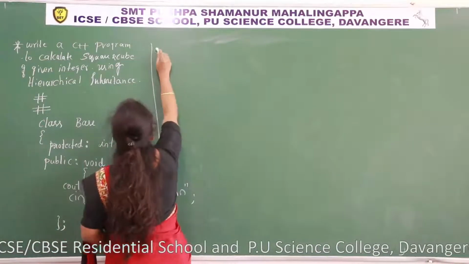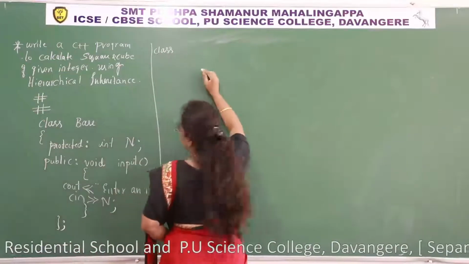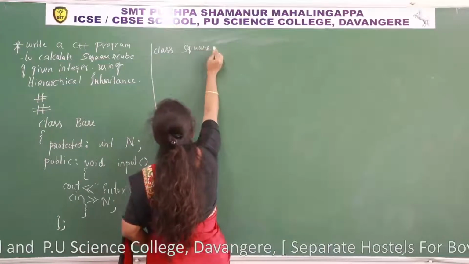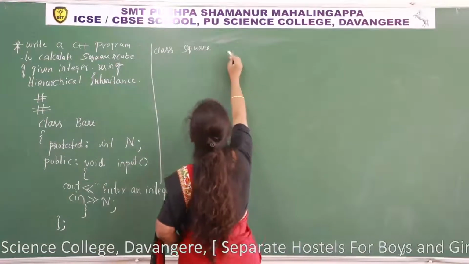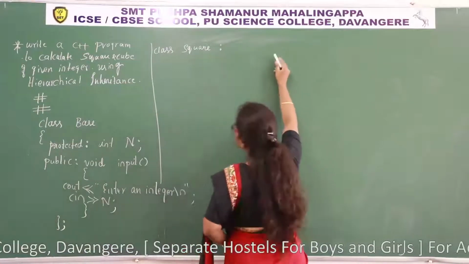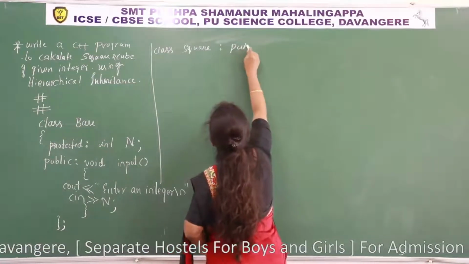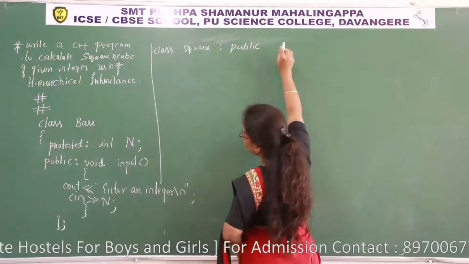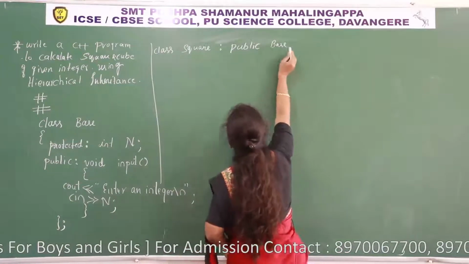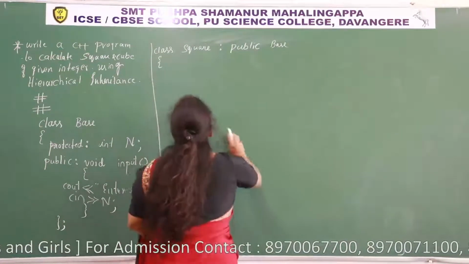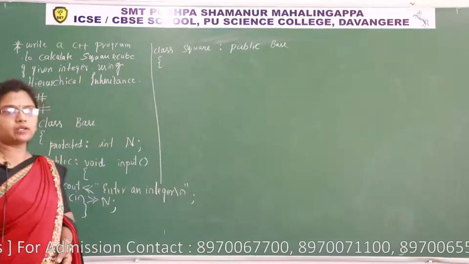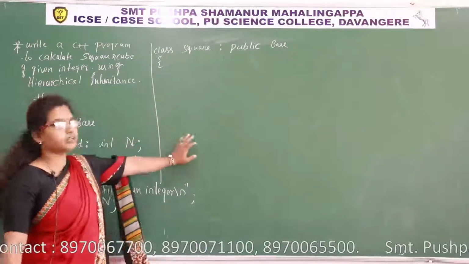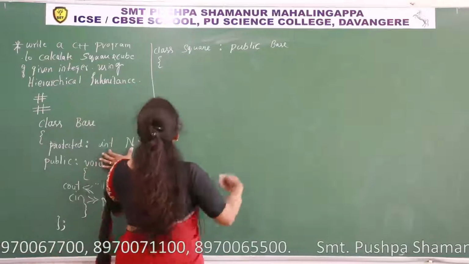Next I'll take a derived class square: in the public section, public mode, the base class name is base. Here I will not declare any variable to read a data because already we have taken in the base class. These properties are inherited to derived class. I'll make use of this value here.